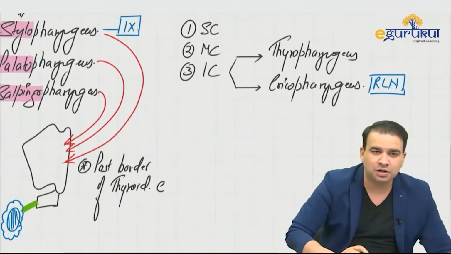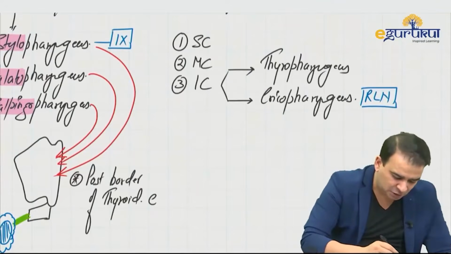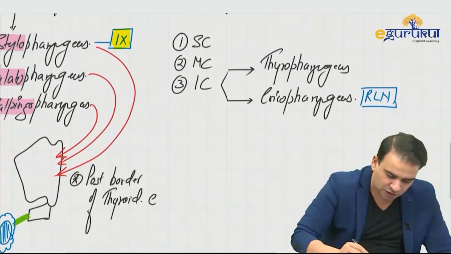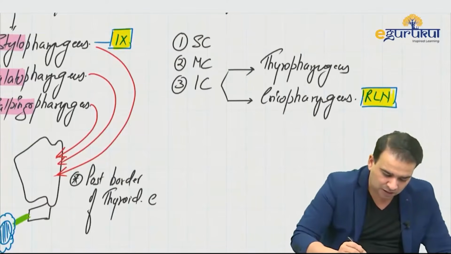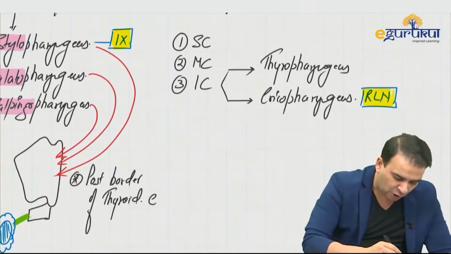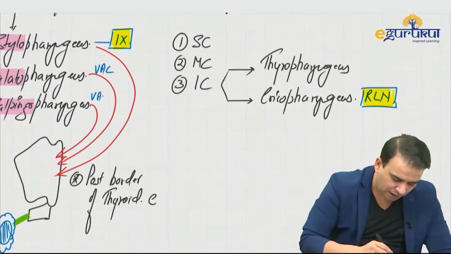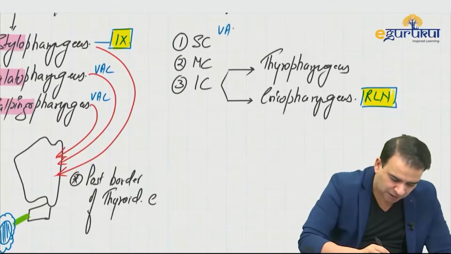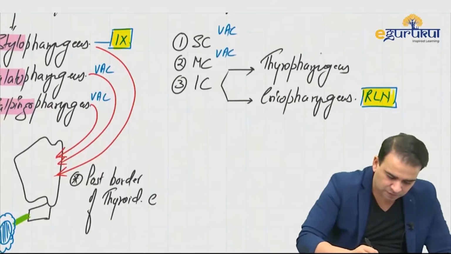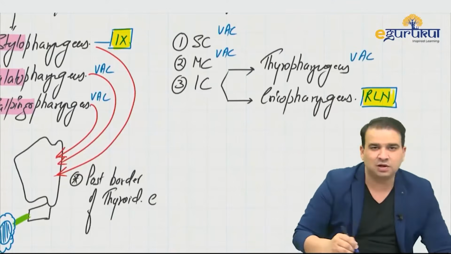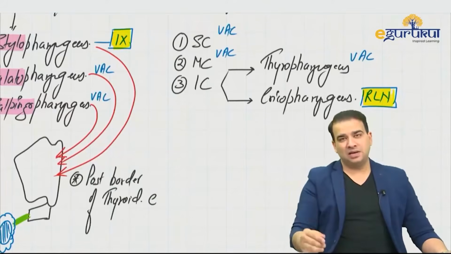Supplied by recurrent laryngeal nerve. So, barring these two muscles, stylopharyngeus by glossopharyngeal nerve and cricopharyngeus by recurrent laryngeal nerve, the rest of the muscles here are supplied by the vago-accessory complex. That is all supplied by VAC. That is vago-accessory complex, or you can say cranial accessory via vagus.